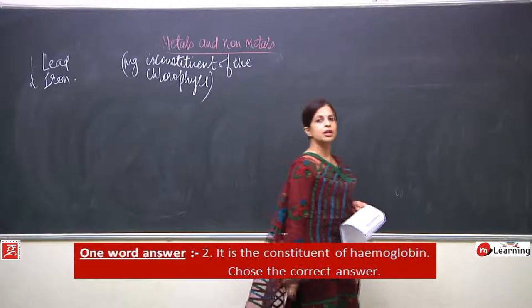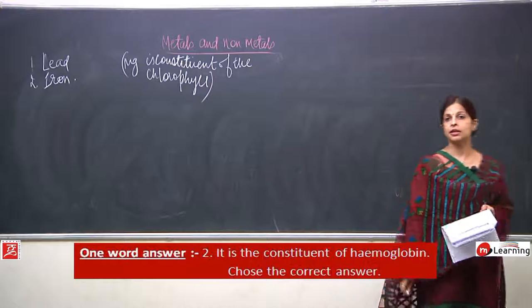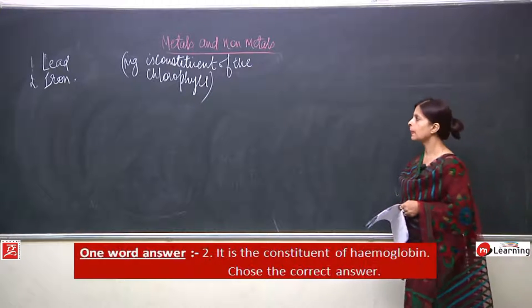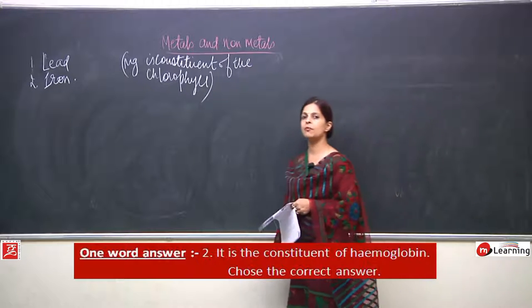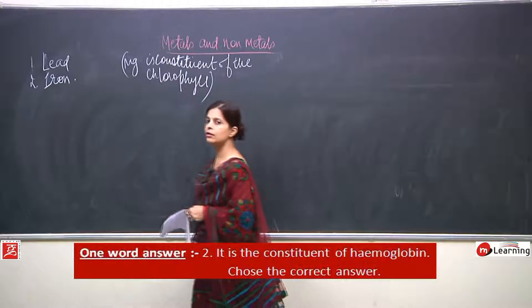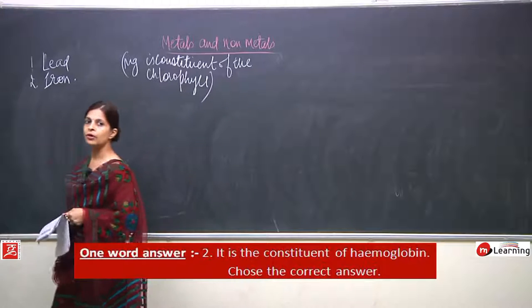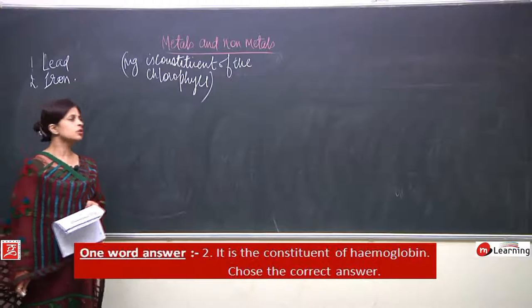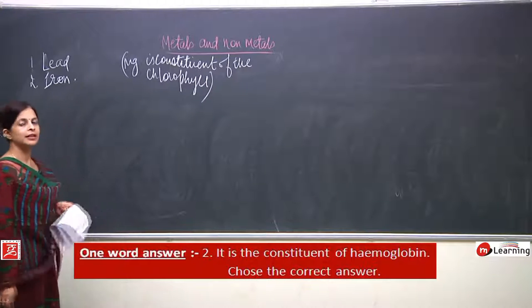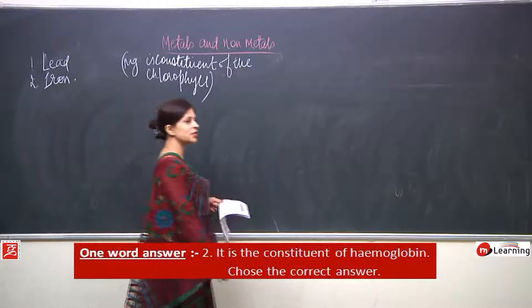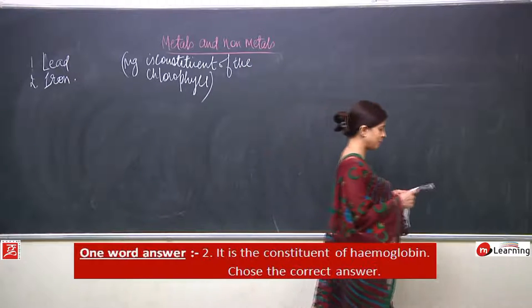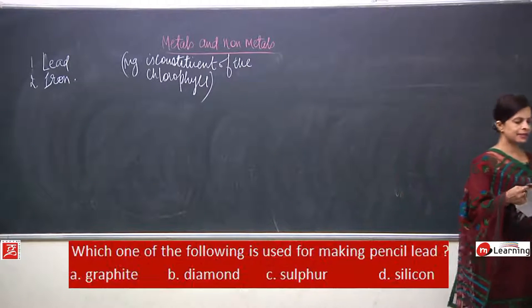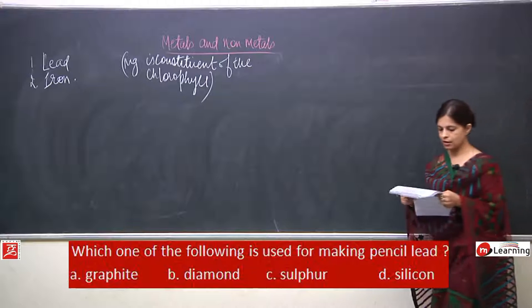Anemia means deficiency of iron, deficiency of blood in the body. What happens due to deficiency of blood? Weakness, pale color, giddiness. All these are the symptoms of anemia. So again, we'll shift to the chemistry part. Now next is, tick mark the right answer.